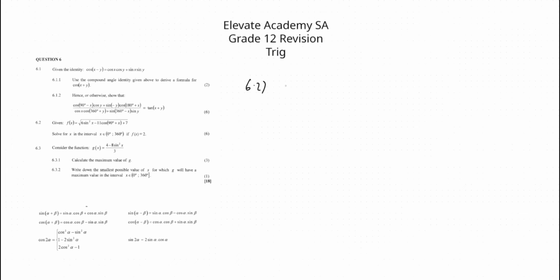So we look at this question, say given f of x equals to square root of 6 sine squared x minus 11 cos 90 plus x plus 7. We must solve for x in interval 0 to 360 if f of x is equal to 2. So if f of x is equal to 2, then this becomes an equation.